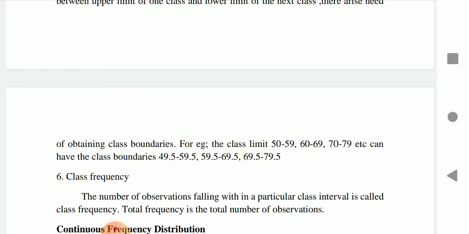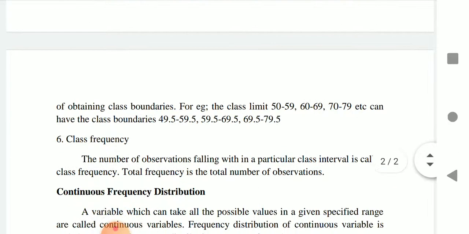For example, for class limits of 50 to 59, then 60 to 69, then 70 to 79, the class boundaries are framed as 49.5 to 59.5. The difference is 1.